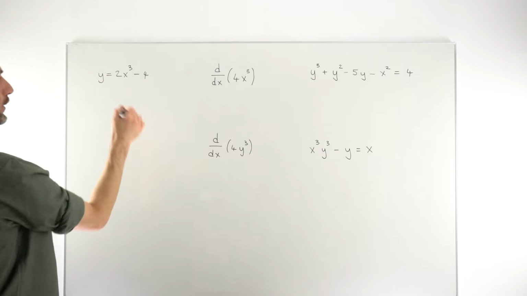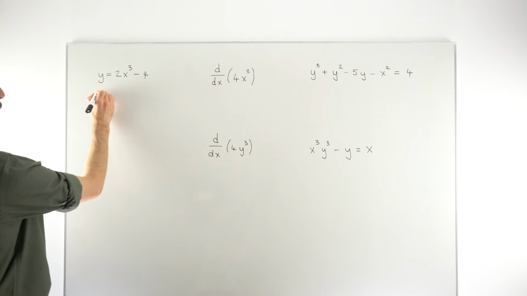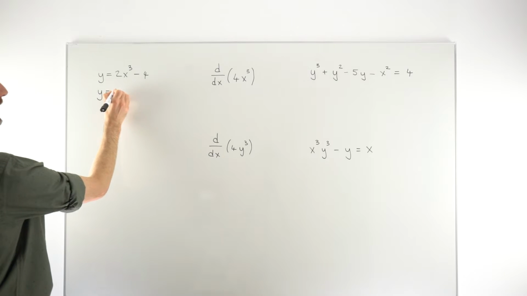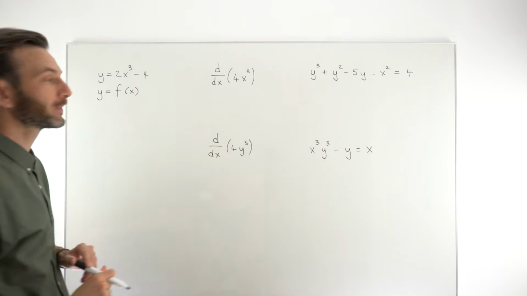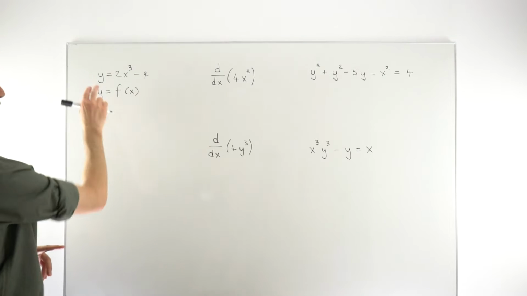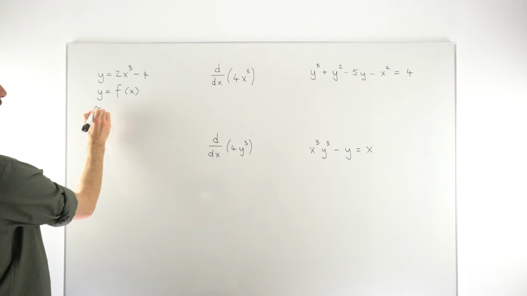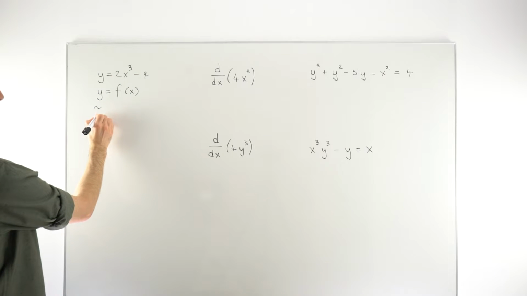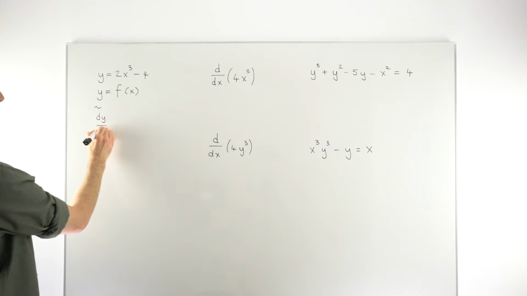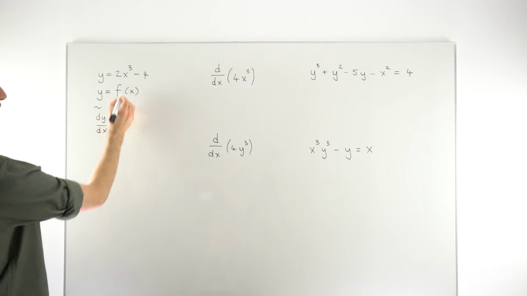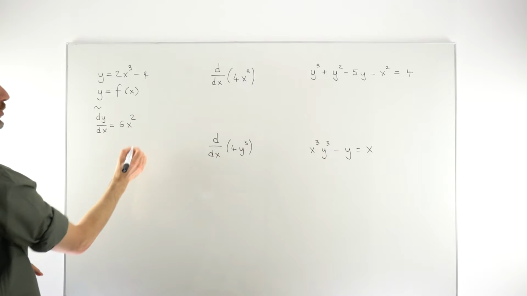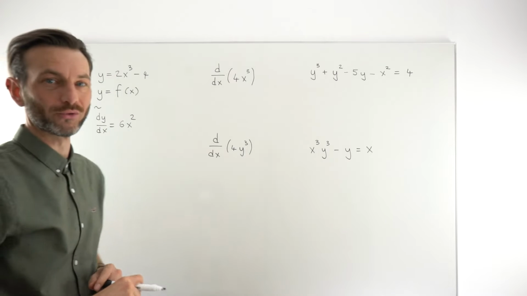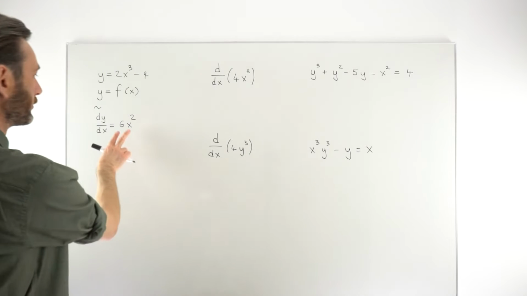But notice the one thing about this expression here, this function, is that we've written it as y equals some function of x, okay? And we could apply the power rule to this directly, and we could get our derivative. So we could say that dy dx, just using the power rule, is going to be multiplied by the power, so it becomes a 6x to the power of 2, and then the minus 4 differentiates to 0, so that is our derivative.